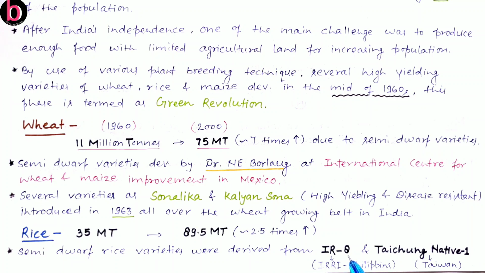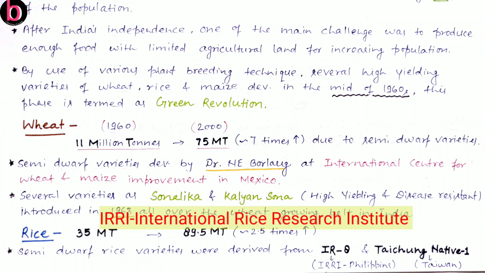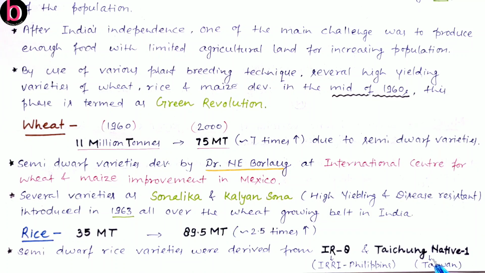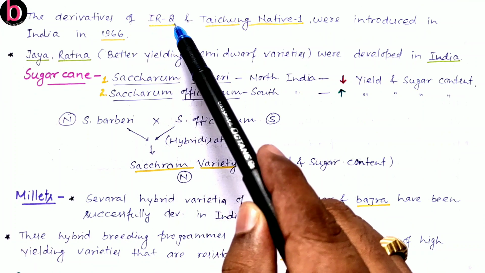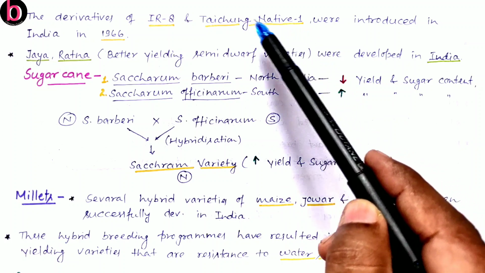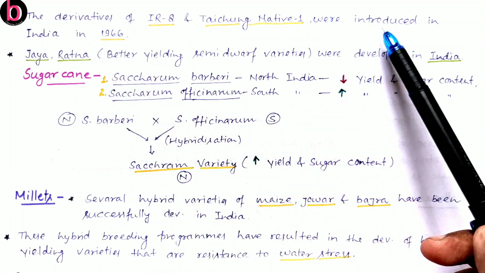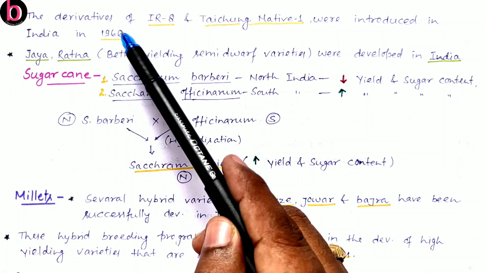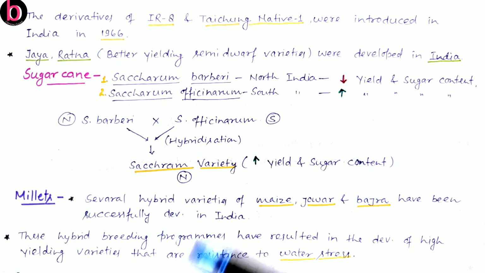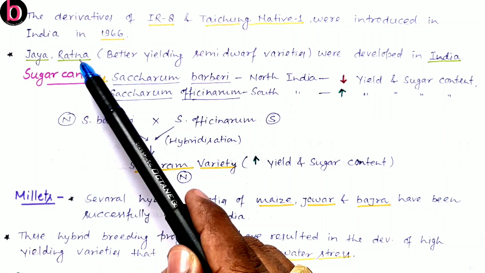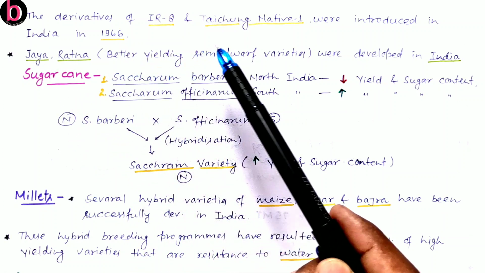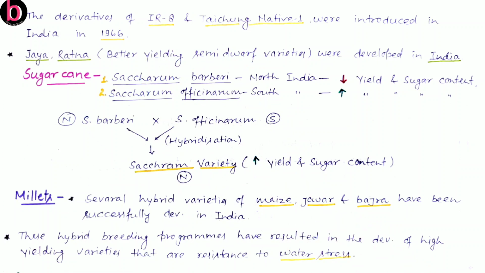The IR8 rice variety was developed by IRRI, the International Rice Research Institute, located in Manila, Philippines. And the Taichung Native 1 semi-dwarf variety of rice was developed in Taiwan. From IR8 and Taichung Native 1, a number of rice derivatives were introduced in India in the year 1966, and later on in India, Jaya and Ratna, which are better yielding semi-dwarf varieties of rice, were developed.